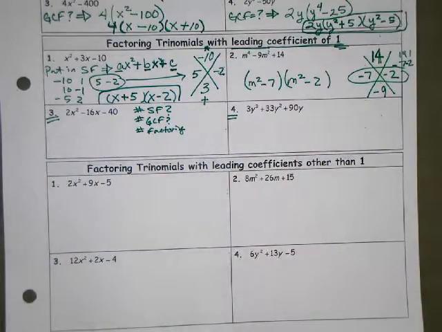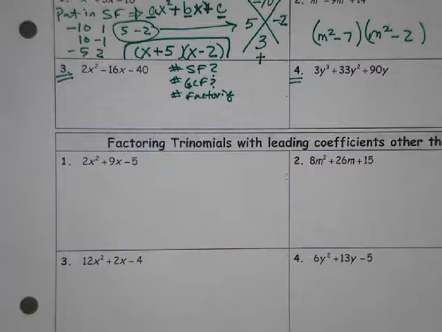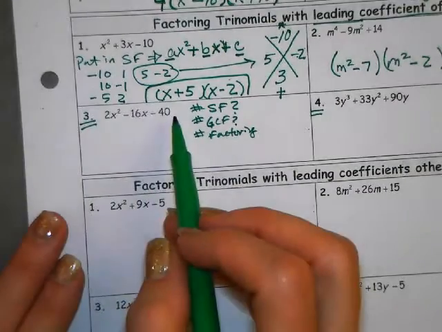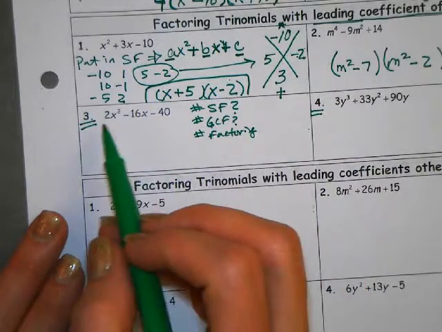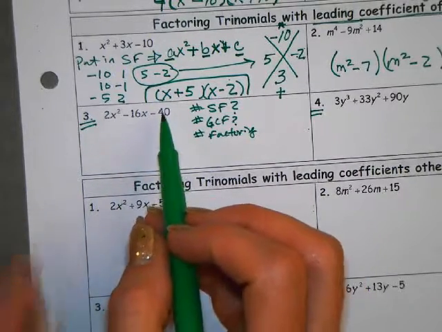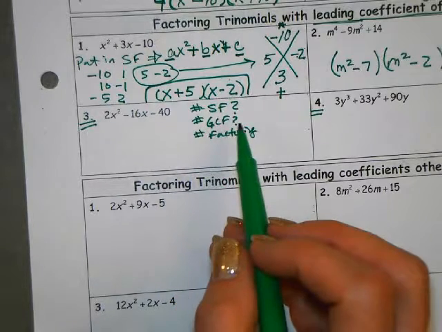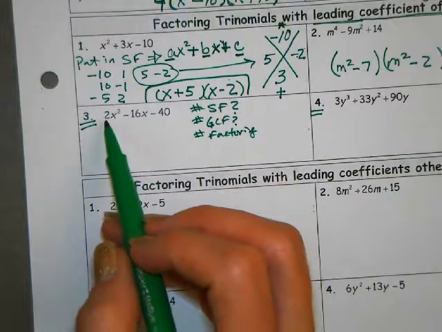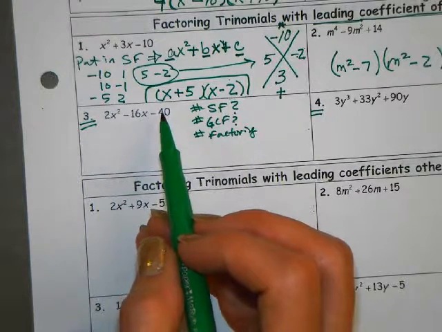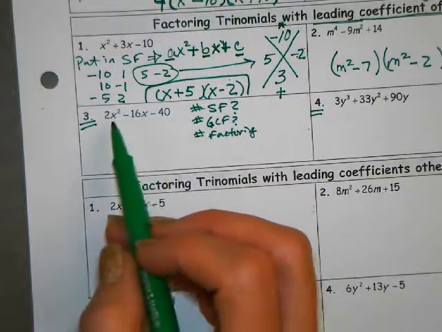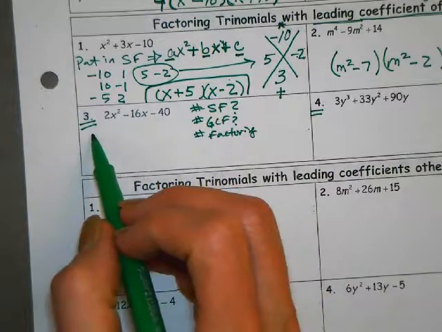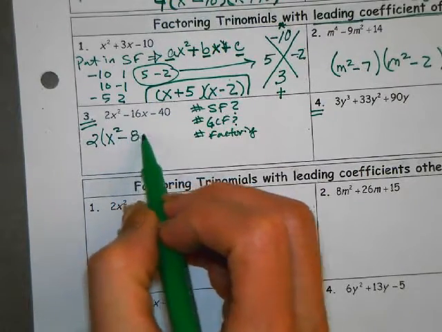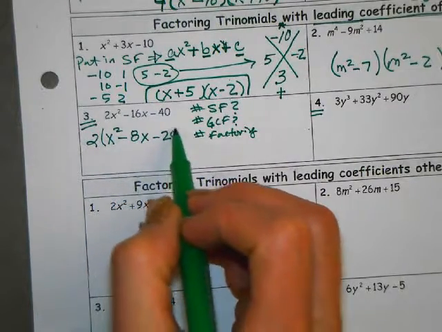Okay, so in looking at number 3, I have a trinomial, so I'm going to ask myself, is it standard form? And the answer is yes, because it goes from the highest exponent down to the lowest. Then I want to ask myself, is there a greatest common factor I can pull out? Is there something that's common amongst all 3 terms? Well, a 2 can go into all of them, and that's it, because x is not in all 3. So I'm going to pull out a 2. When I pull out a 2, I can rewrite this as x squared minus 8x minus 20.